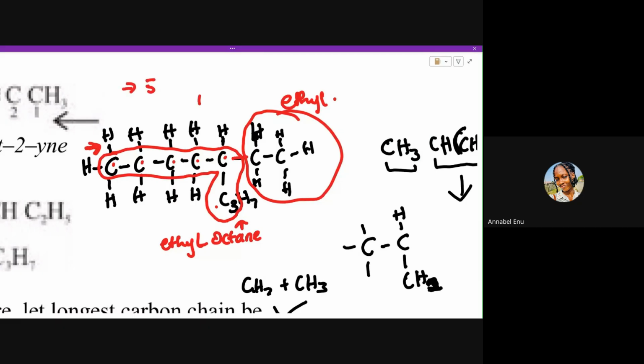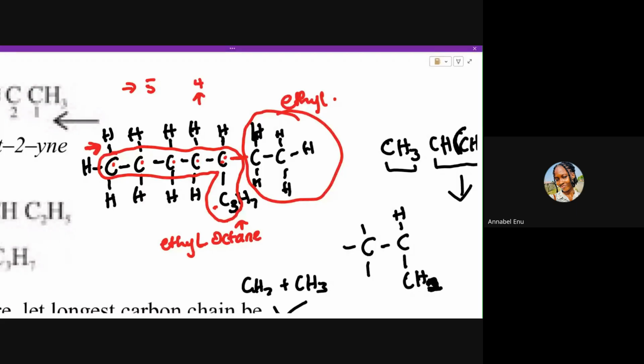But if we are counting from the bottom, what number will it give us? We already have 3 carbons here, so we'll continue counting. 3, 4. That means the ethyl group is attached to the 4th carbon. So we'll pick the 4th carbon rather than 5 because we want the lowest possible position. Any side that we count from that gives us the lowest number is the side we go with. That's the rule of naming organic compounds.